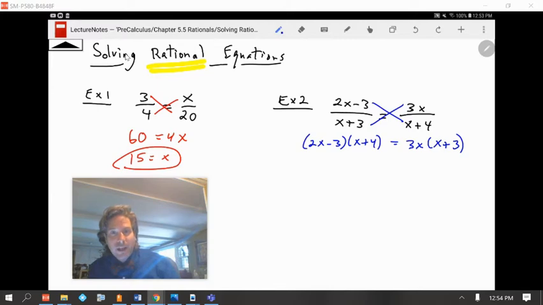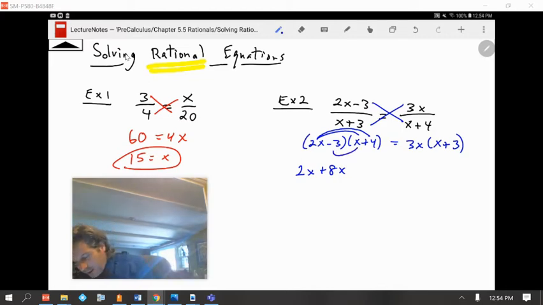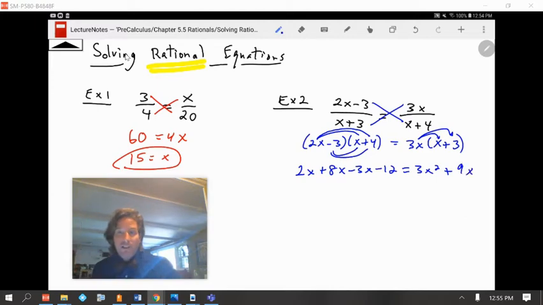What is 2x times x? The first, 2x times x, is 2x squared, right? And then the outside is 2x times 4, which is 8x. So I'm distributing 2x times both things in the other polynomial. And then you have negative 3x, the inside, and then negative 3 times 4, negative 12, equals 3x squared plus 9x. So the first step is doing all that distributive property stuff after you cross multiply.